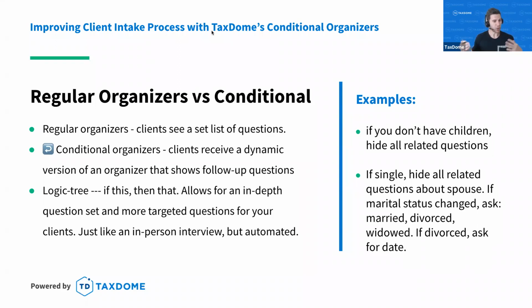If you ask somebody, do you have children? If they say no, you're not going to ask them about all the information you need to know about their dependents. If someone is single, you're not going to ask them about their spouse. But you can also ask them, well, did your marital status change? This is just an example. And if they say yes, it did, then you can say, okay, well, please let us know what happened. Did you get married? Were you divorced? Were you widowed? And then as another example, if they say divorced, you might want to know the date that they got divorced. So this consistent logic tree of if this, then that is really the beauty of conditions.